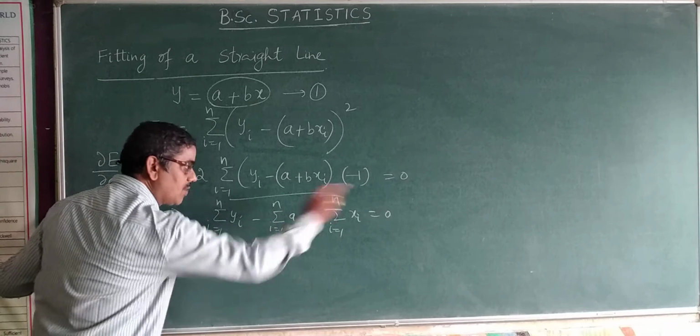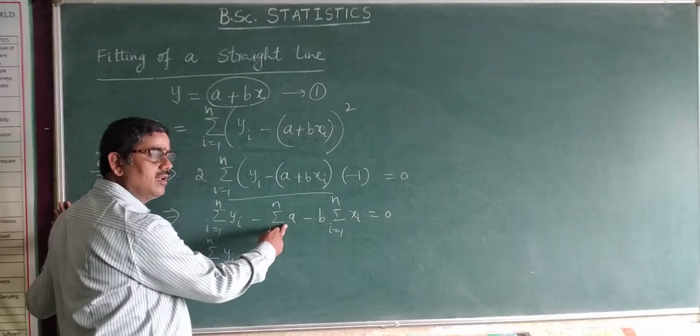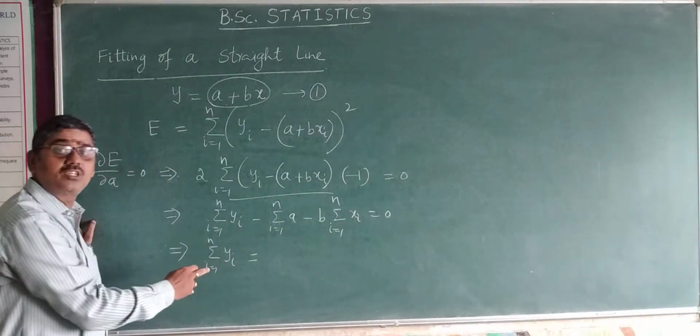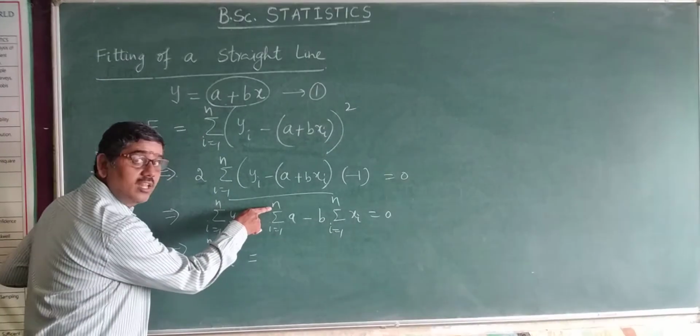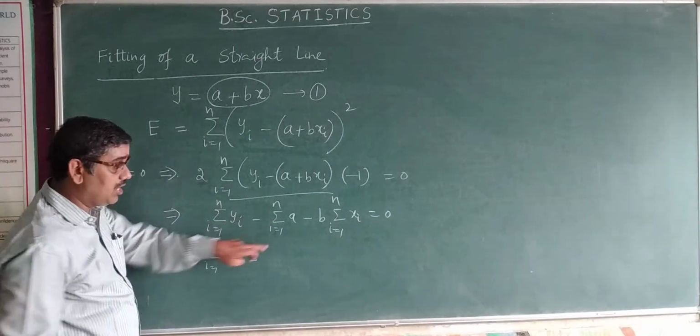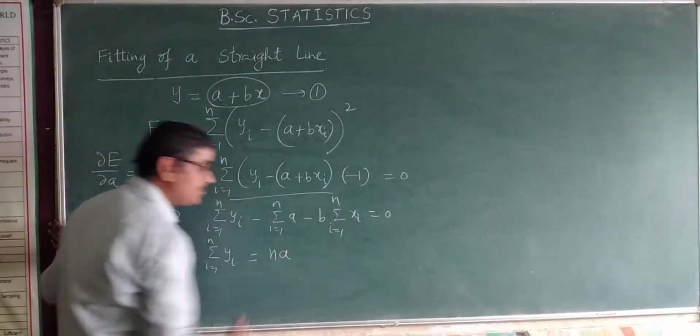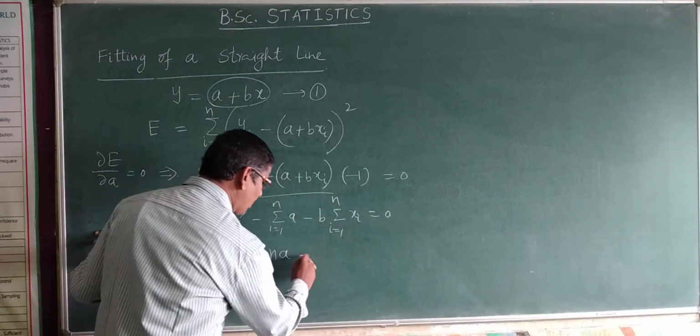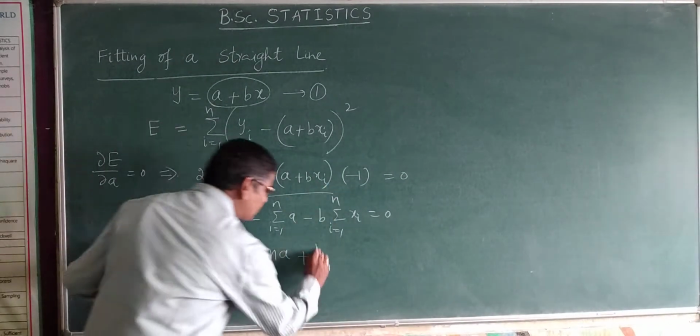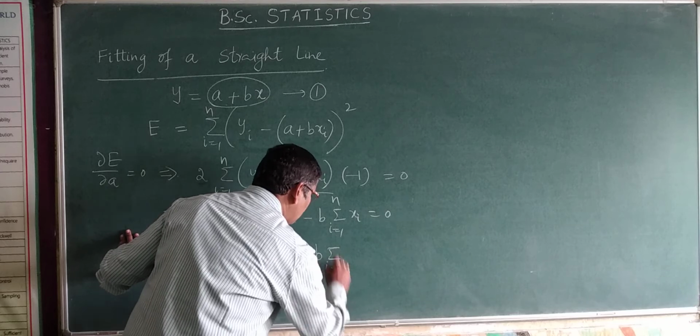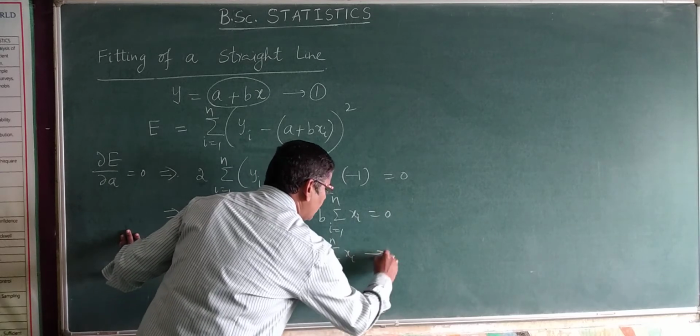I am taking these two terms to the right hand side. What is summation a? a is a constant, does not depend on the summation. And how many values are there in the summation? n. So n into the constant, n a, minus, right hand side becomes plus. So hence b into summation i equal to 1 to n xi. Let me call it equation 1.